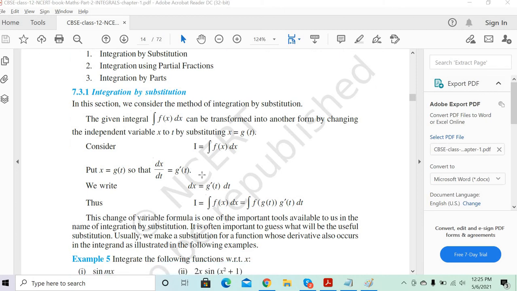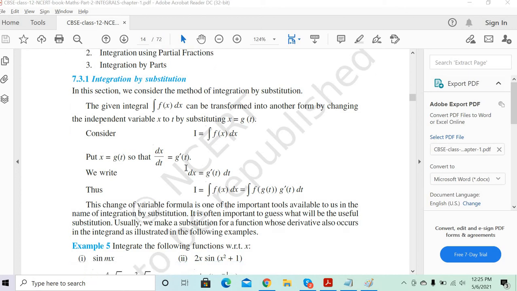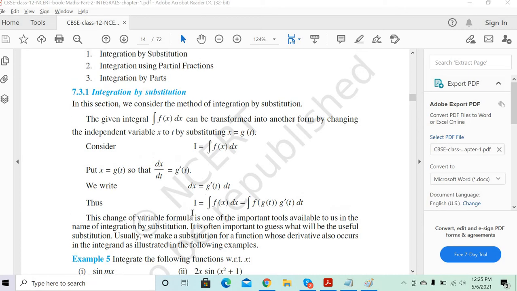Now we have a function like f of x dx, and we differentiate it, and we'll see that part. How does it get into the form now? Here I'll tell you one more important part. The given integral f of x dx can be transformed to another form by changing the independent variable x to t by substituting x is equal to g of t. So what does it mean? Let's try to understand here.